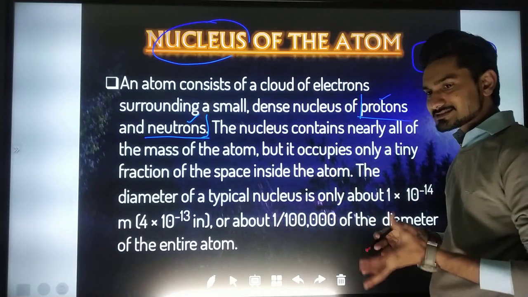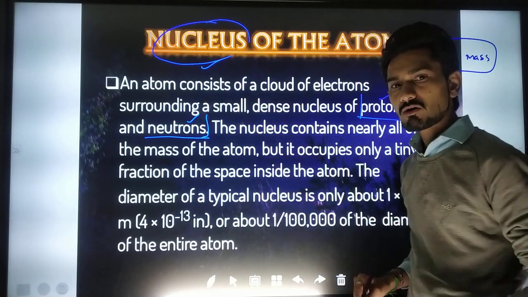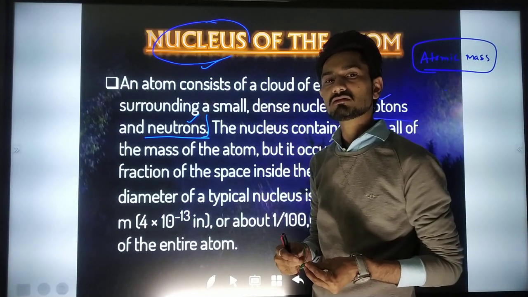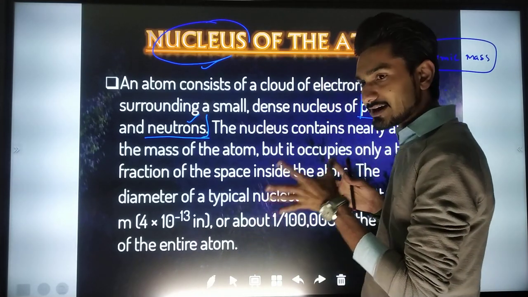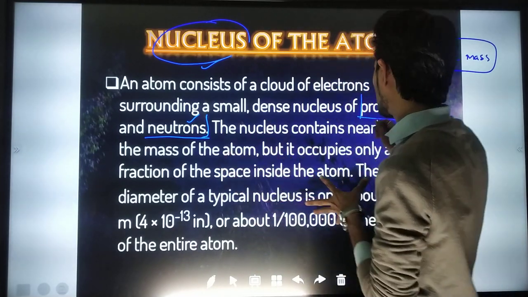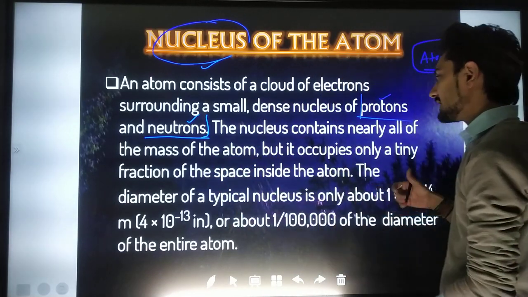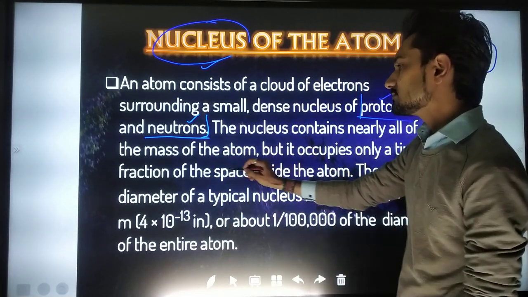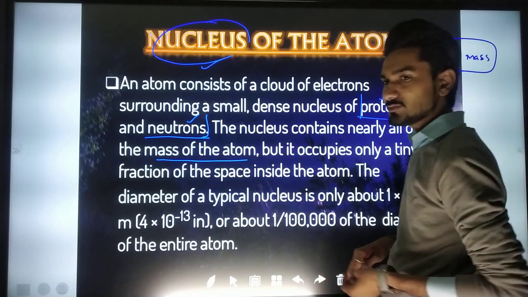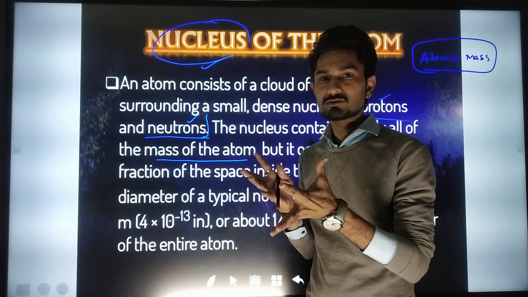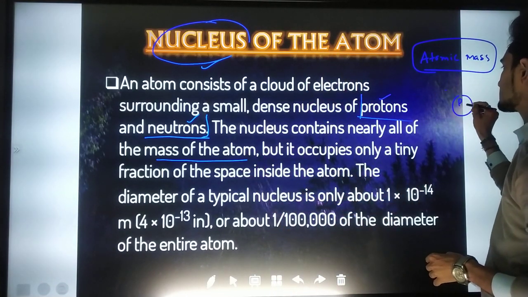We have told that the atomic mass is considered on the basis of the nucleus, because all the main things are present in the nucleus. Neutrons and protons are present in the nucleus, so on that basis the atomic mass will be considered, because it is the main point and it will be considered as the mass of the unit. The atom has a structure like this. This is the proton and neutron.